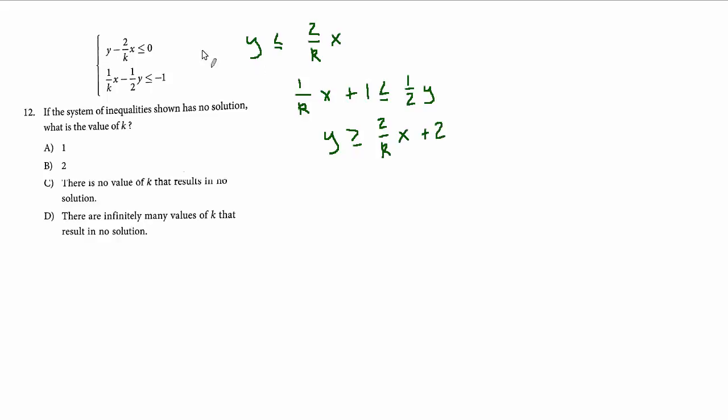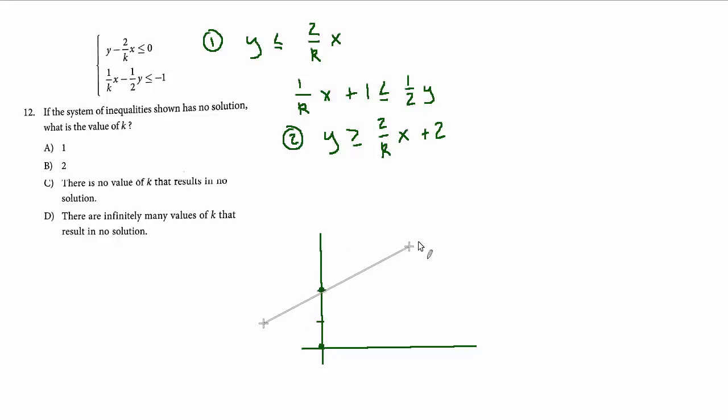So the only difference between the first inequality and the second inequality is that the first one has a y-intercept of 0 and the second one has a y-intercept of 2, and the first one's less than and the second one's greater than. So k is the only value that drives the slope. That's what we don't know, and we want to know what's the value of k that results in these inequalities having no solution. Since the solution to a linear inequality is an area, we can imagine that 2 over k is the same, so the two lines are going to have the same slope.